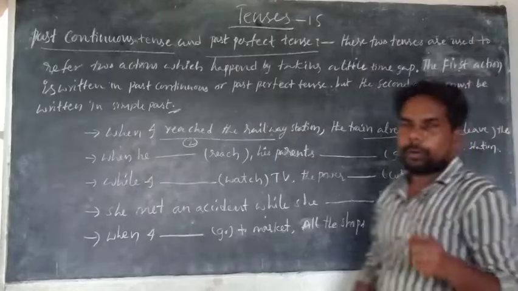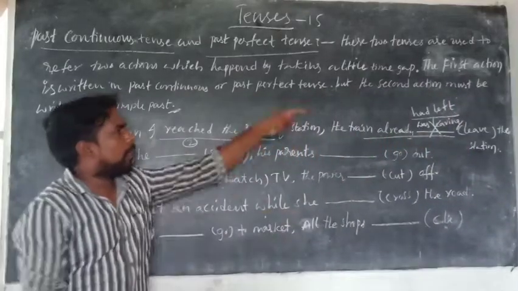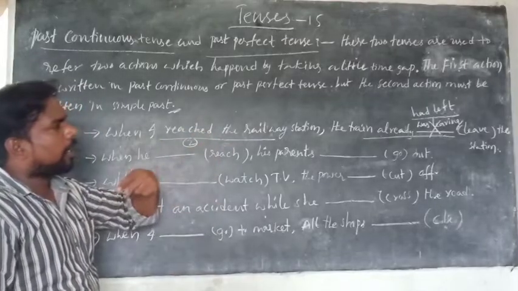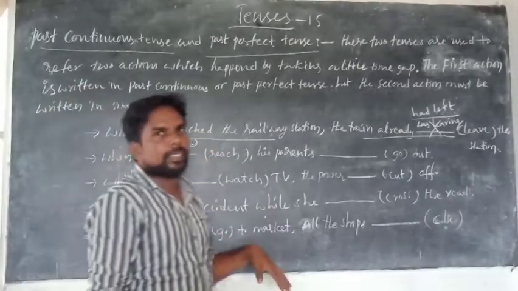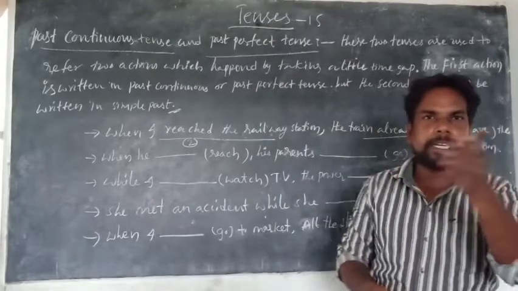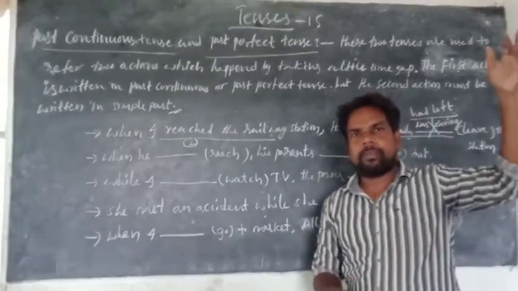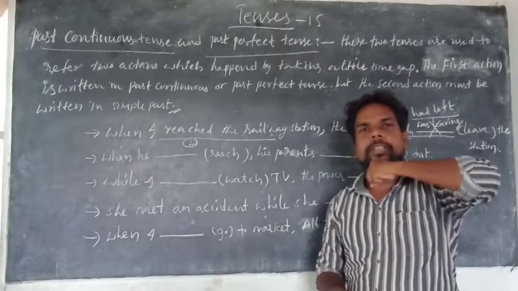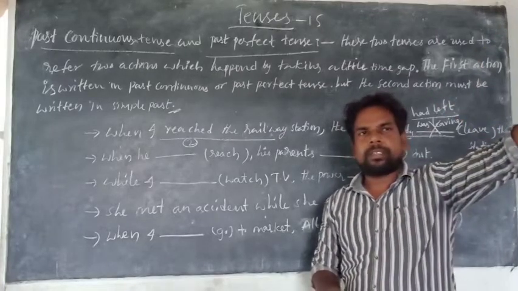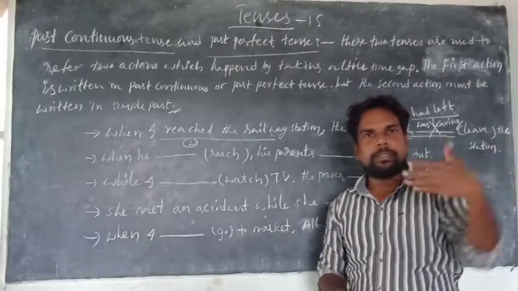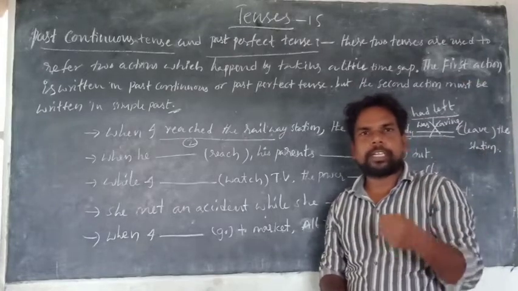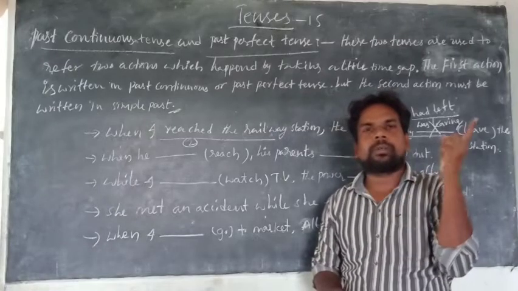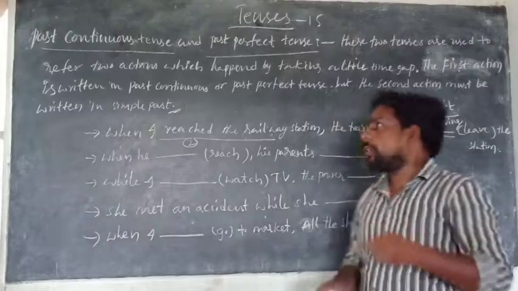But check the past perfect. When I reached the railway station, the train already had left the station. It means you reached the station, but the train had already left. Is it clear what I am saying? Can you run to get the train? Can you catch the train? You can't. So there is a problem with the past perfect.